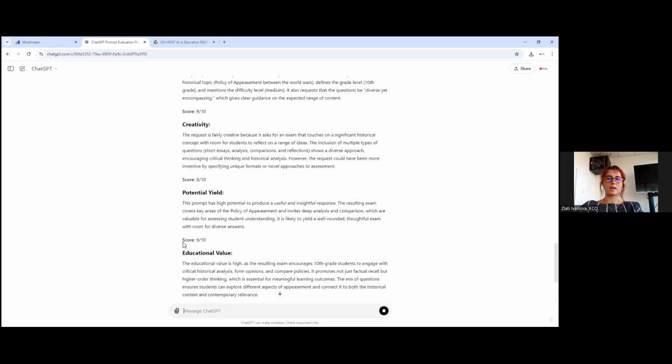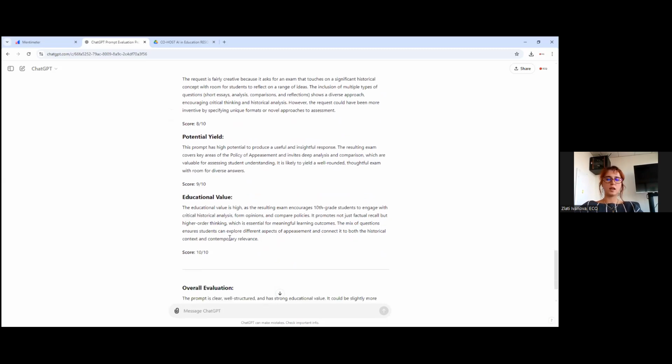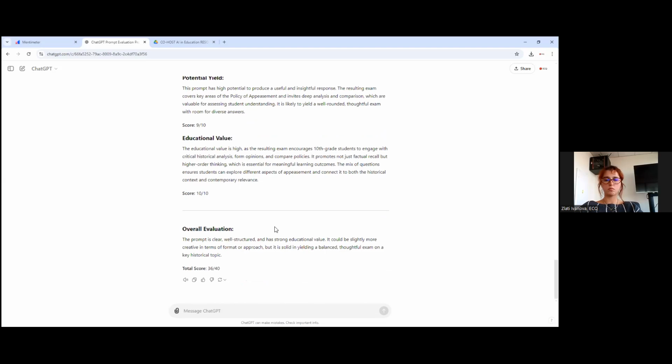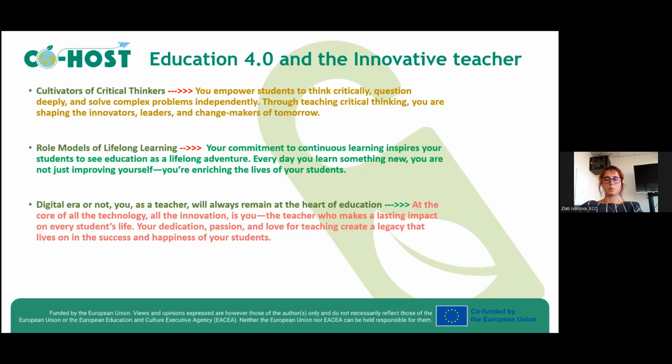That means that it's quite clear what you need to do. And educational value is 10 out of 10. So actually that's an excellent prompt. Well done. I don't know who put it on because there's no name, but that's how a prompt should look for it to yield the best results. I'm going to go back to the presentation now. Sorry about that.